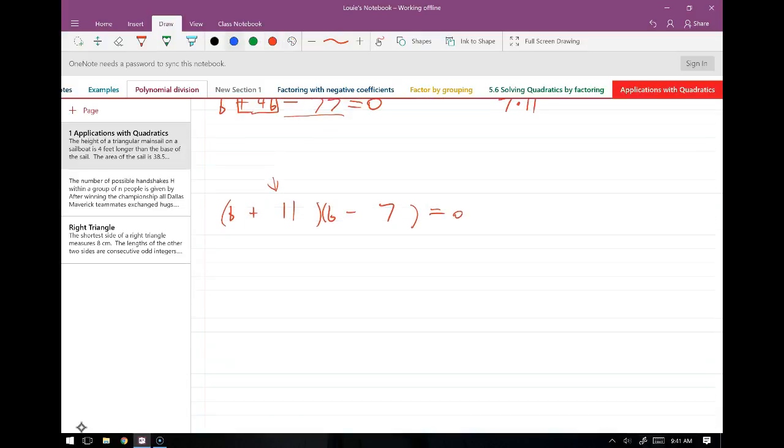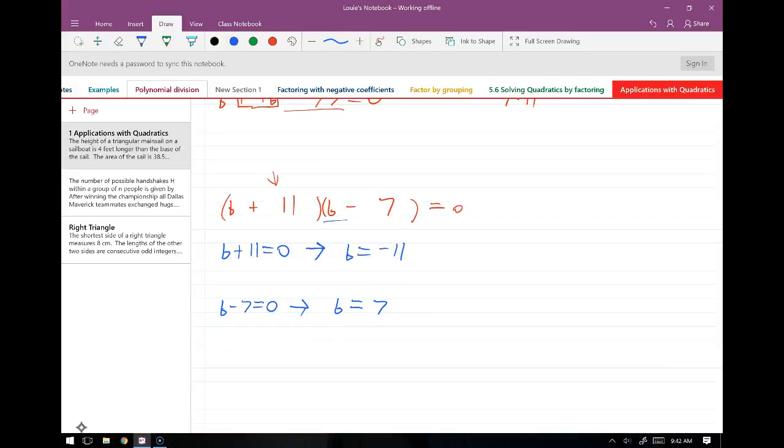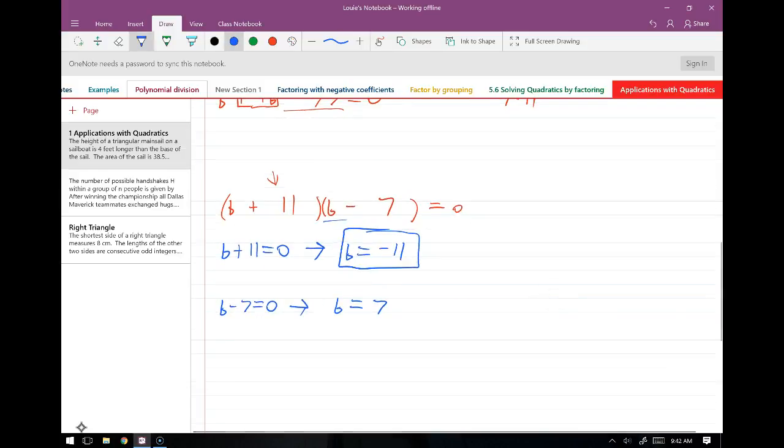Now, the last step to solve is just to solve for each b, right? So we set each factor equal to 0. b plus 11 equals 0. And then we do the same for this factor. b minus 7 equals 0. And then we say, well, if b plus 11 equals 0, then b would have to equal negative 11. And if b minus 7 equals 0, then b would have to equal positive 7. Right? And so our answers to this are that our base either equals negative 11 or our base equals 7.